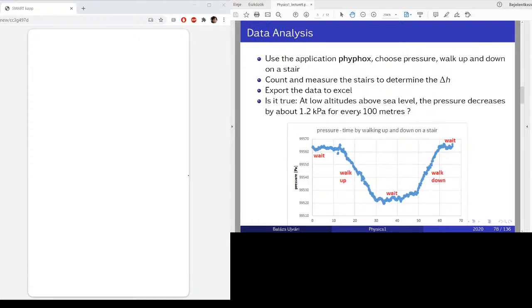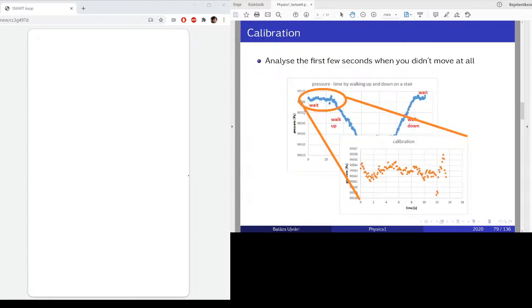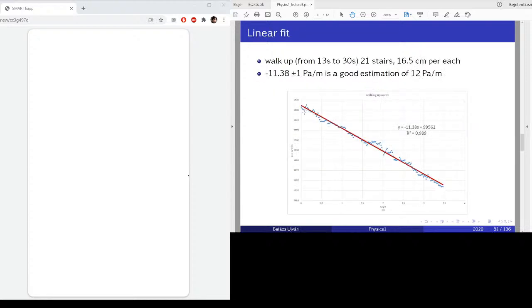That means in 100 meters, it changes not exactly 1.2 kilopascal, which is 1,200 pascal, but if you multiply this number with 1,000, it will change by our measurement. So this is not a number from the literature, this is our measurement. It changes 1,131. How precise is this number?